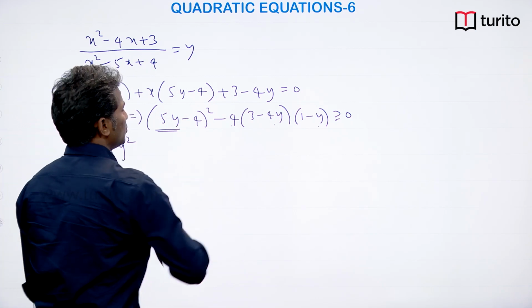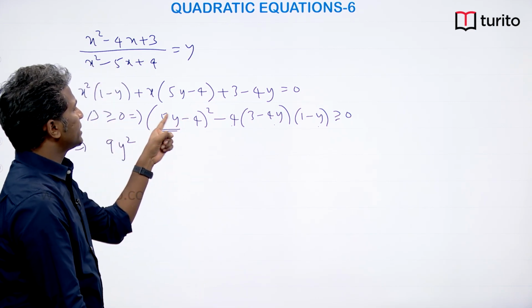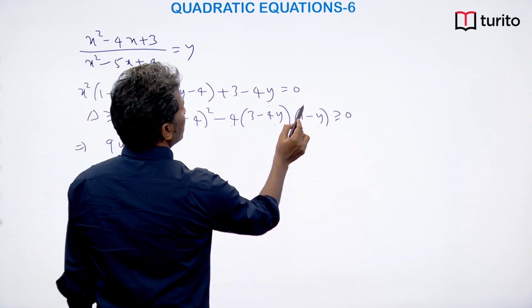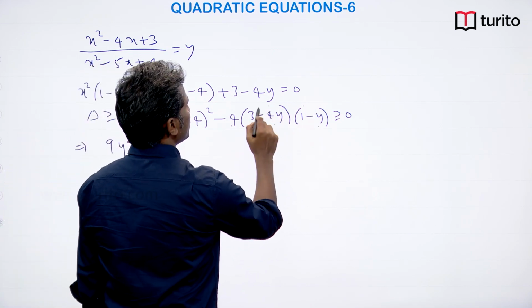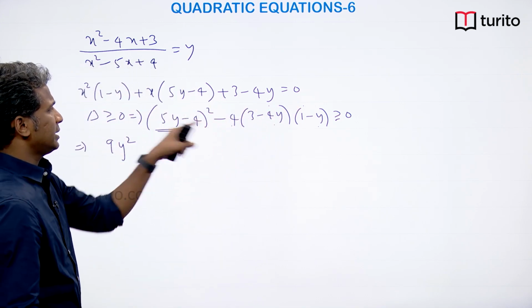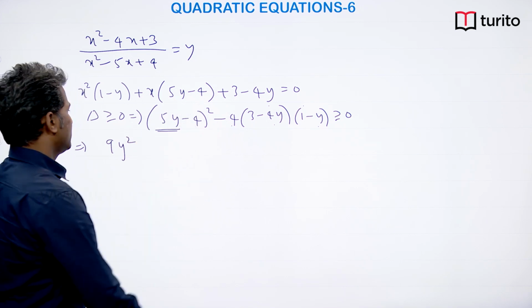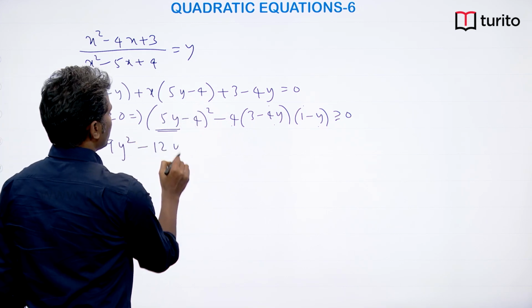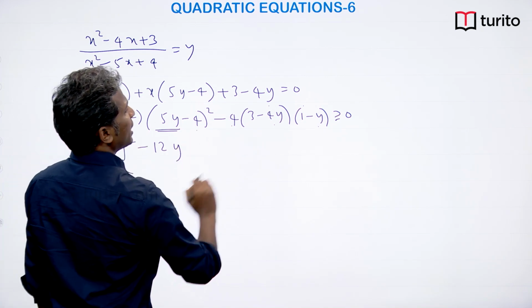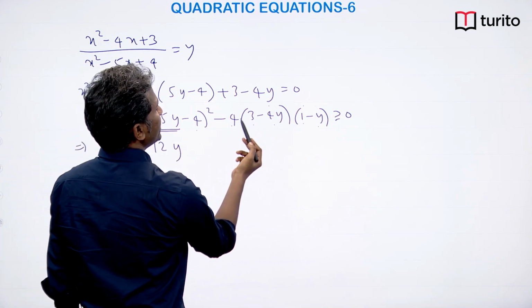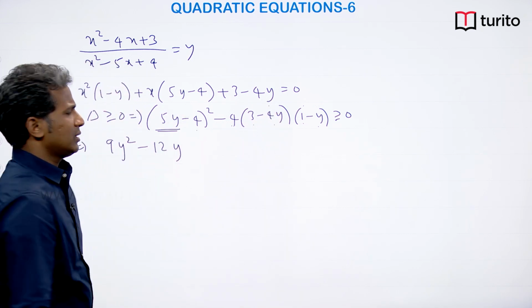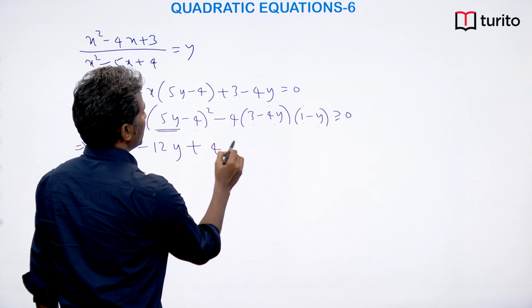And when it comes to the 2ab term, 4 into 5 is 20. So here we are getting minus 40y and here minus 4y and minus 3y. So minus 7y into 4 will be 28y. So minus 40 plus 28 is minus 12y. And next there is 16 here and the constant term 1 into 3 into 4, which is going to be 12. So 16 minus 12 is going to be 4, greater than or equal to 0.